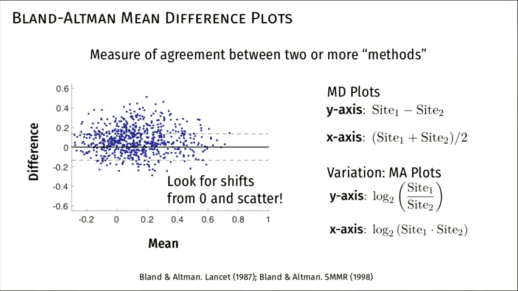So when you look for between-site differences here, looking at deviations from zero will tell you if there are some systematic differences between the sites. And looking at the scatter, the amount by which the points vary, gives you a sense of how much unwanted variation there is. So for example, here, every point can be a voxel intensity that you're comparing between sites.